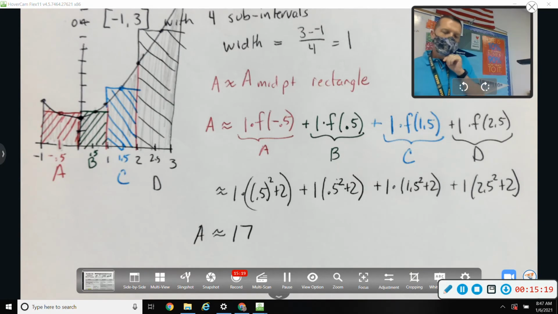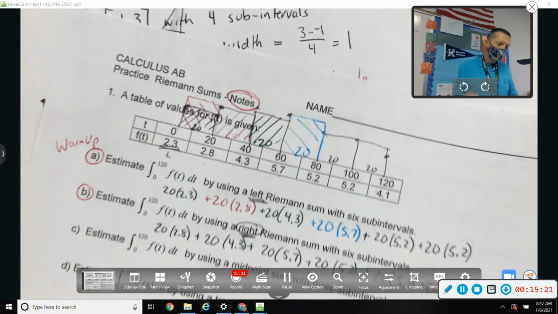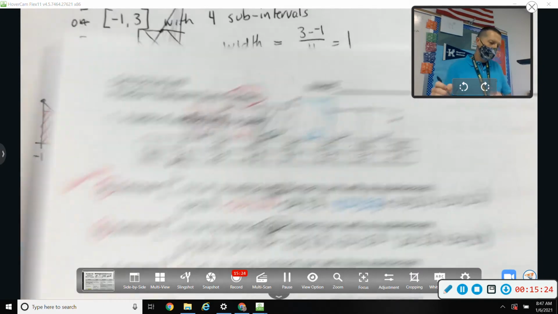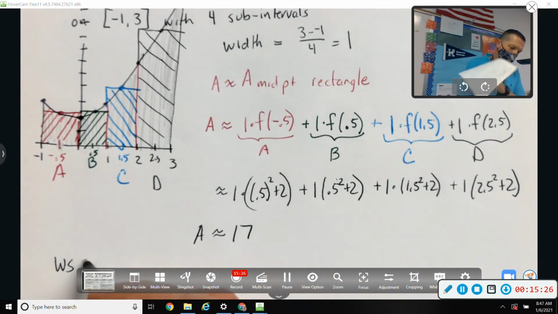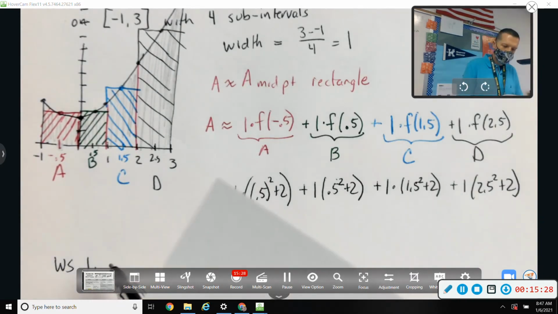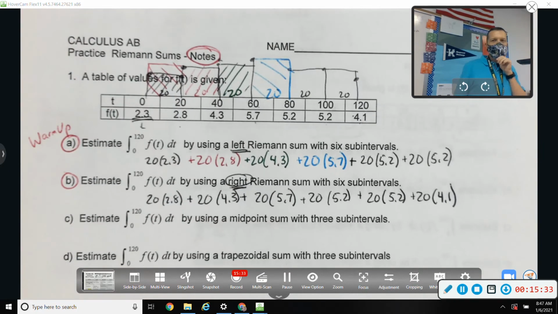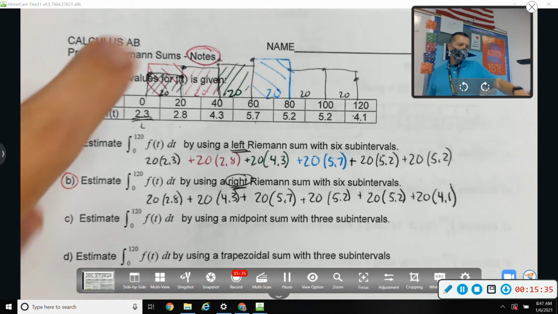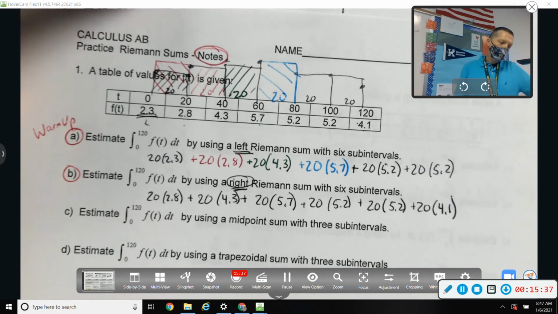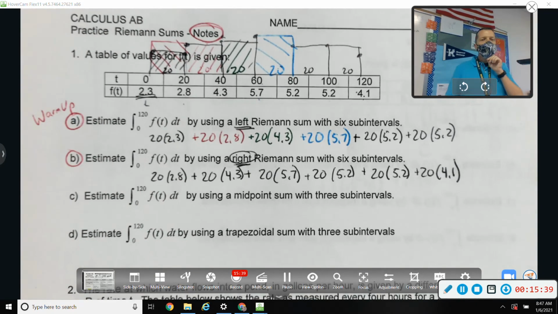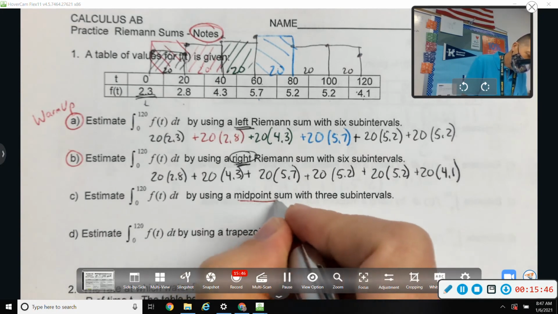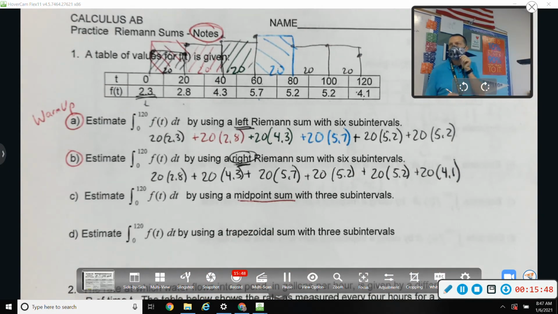Tell you what, let's jump over while we're thinking about midpoints. Let's go back to the worksheet and do 1C. So back to the worksheet. Again, you're on the notes side. Be able to keep it straight now because that's the side we've been working on. Read C very, very carefully. So obviously it says midpoint sum. How many intervals? 3.